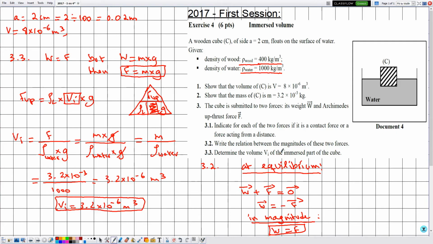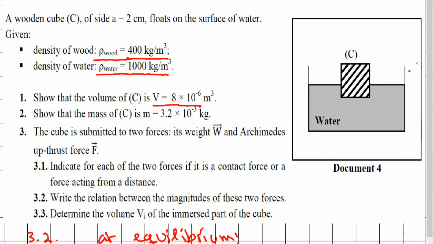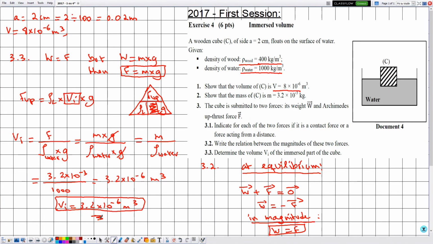So now we have two volumes. We have the volume V, the total volume of the cube, which is given by 8 times 10 to the power minus 6 meter cubed, and the volume VI of the immersed cube, which is given by 3.2 times 10 to the power minus 6. Now comparing both volumes, we can see that the volume V of the cube is greater than the immersed volume. And this is reasonable because if we check this document, this is the total volume V of the cube, which is the outer volume that we can see, and the immersed volume is the one shaded here. So as we expect, the immersed volume must be less than the total volume of the cube. And by this we have finished solving this exercise.